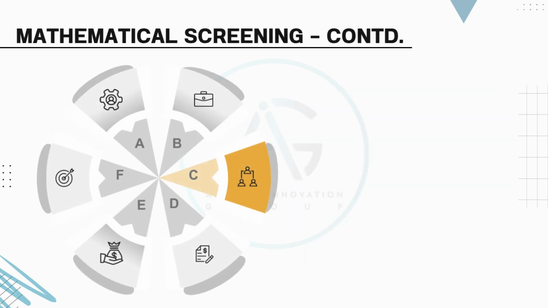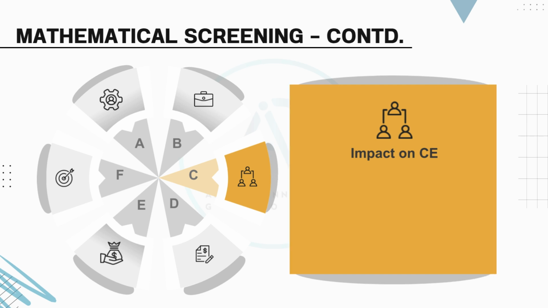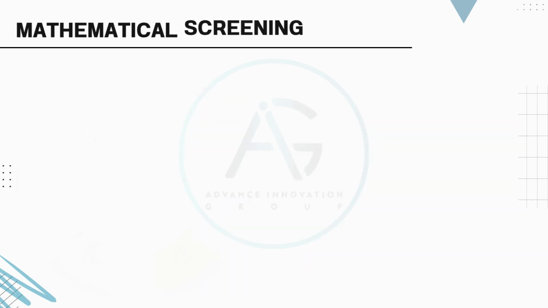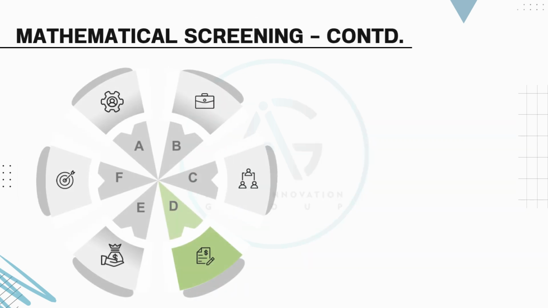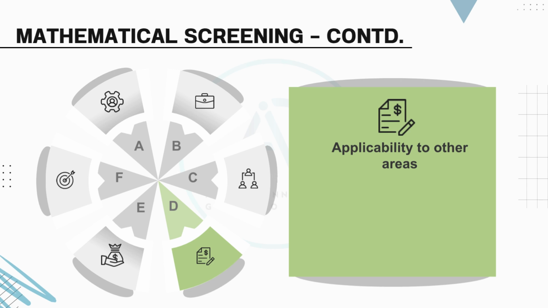Mathematical screening continued. Impact on CE. Any improvement that directly impacts customer experience will always be a priority in Six Sigma. Mathematical screening continued. Applicability to other areas. If fixing some problem or a factor will help fix other metrics, such projects are considered good.